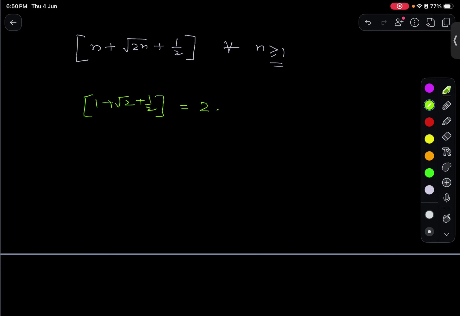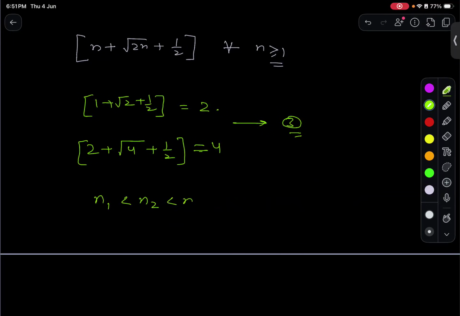2.9 gives 2. If I put 2, this is 2 plus under root of 4 plus 1 by 2. 2 plus 2, 4 plus something, that is 4. Wow, I'm missing 3. Now the number will be greater than this. So the first number I'm missing is 3. So same thing, we are missing some of the numbers.